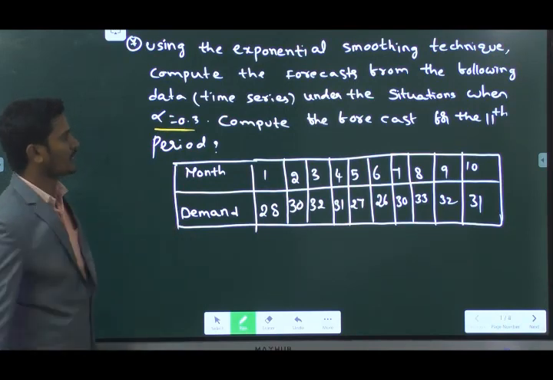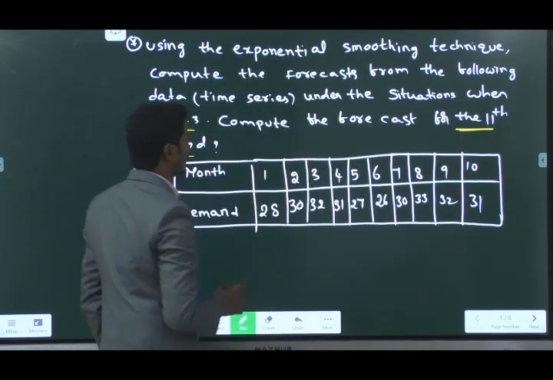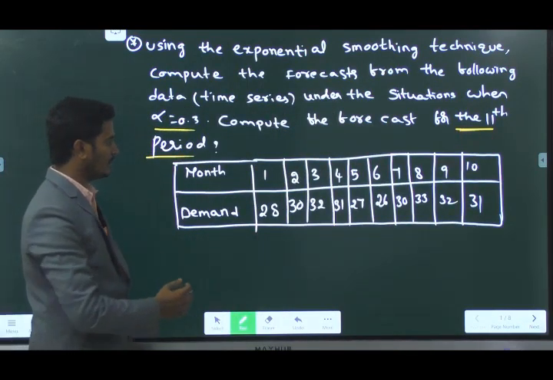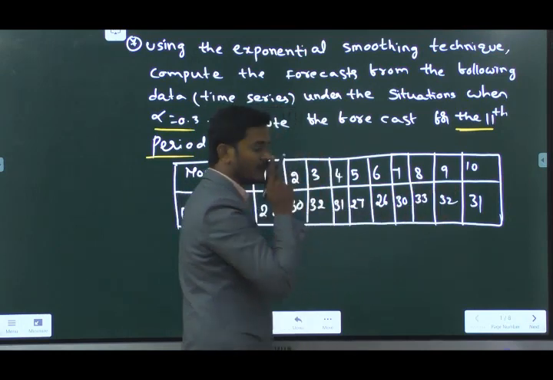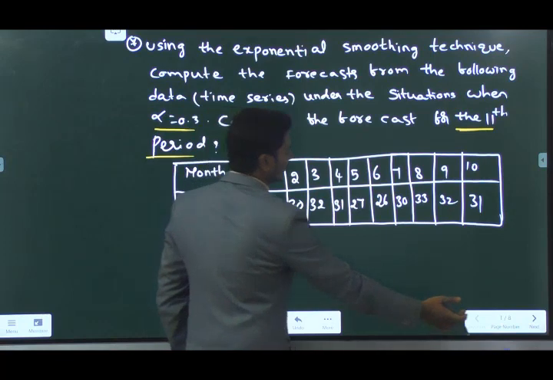Let's compute the forecast for the 11th period. Here we have to calculate the forecast demand for the 11th month. Up to the 10th period is given. Next, coming to the solution.